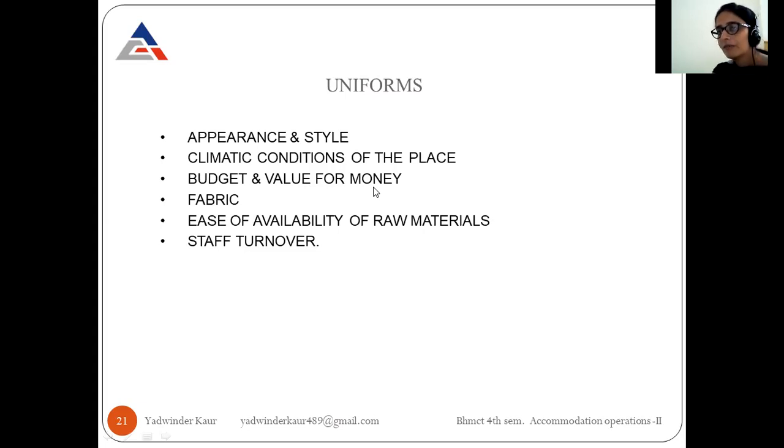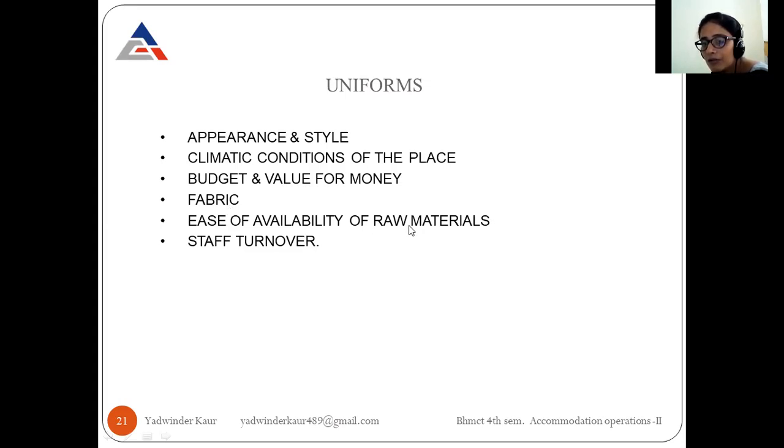While we are deciding the uniform, we have to take care of the budget also, that how much we can pay, or how we can get the value for the money, the best possible rate. Fabric is important. While we are selecting the uniforms, the fabric should be fine.